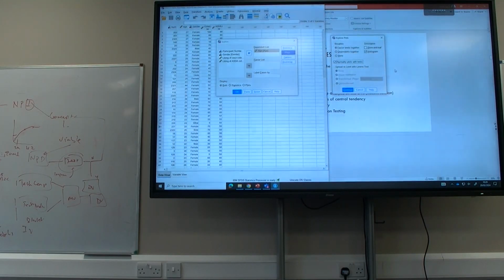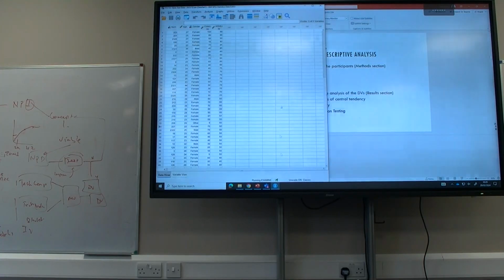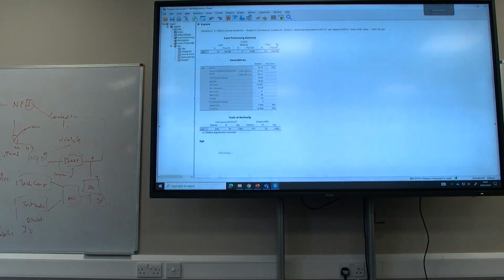Everyone okay? Okay, so you should get your output. So have a scroll through your output and see if anything looks interesting or unusual, like what's going on here.